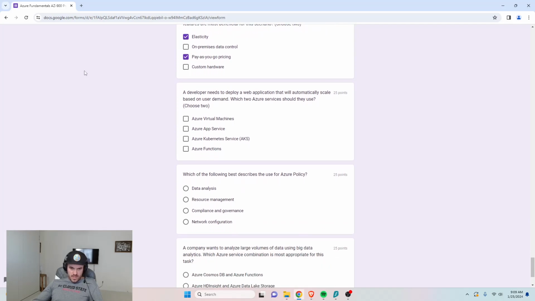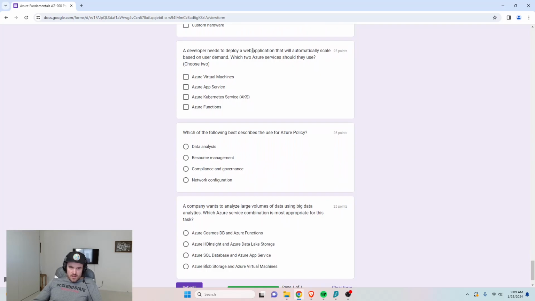Okay, so a developer needs to deploy a web application that will automatically scale based on user demand. Which services should they use? So I can roll out functions right away. That's not used for web applications. Azure App Service, definitely. If we think about web apps, you should always at least be considering App Service to a degree, okay? And then VMs, again, not necessarily the best for hosting applications.